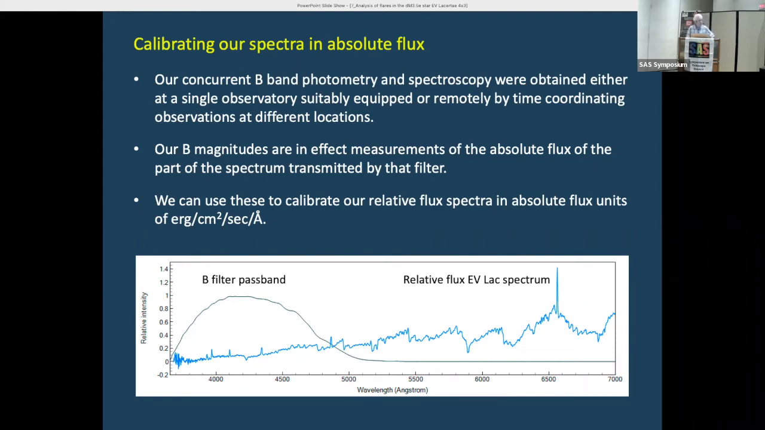And the diagram at the bottom is just to show you what a typical relative flux spectrum of EV Lac in quiescence looks like, and where the B band filter pass band fits in respect to that. So we were essentially measuring the flux transmitted through that B filter when we talk about the B band flare energy. And this is, remember, specifically the energy of the flare in the B band. We're not trying to do bolometric assessments of the total energy of a flare in this analysis.